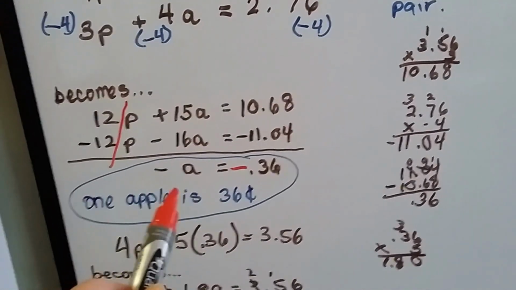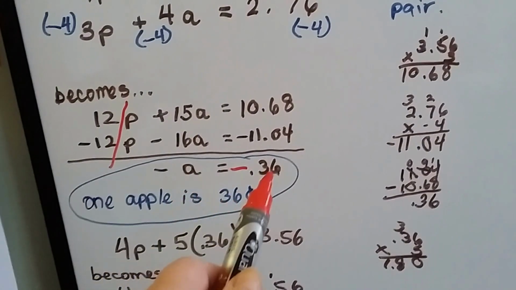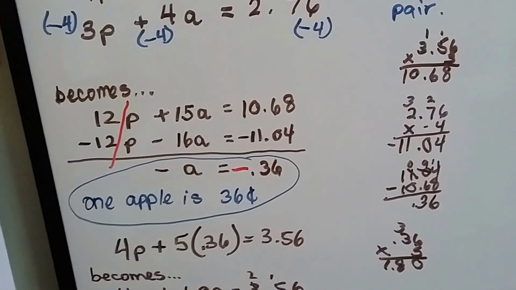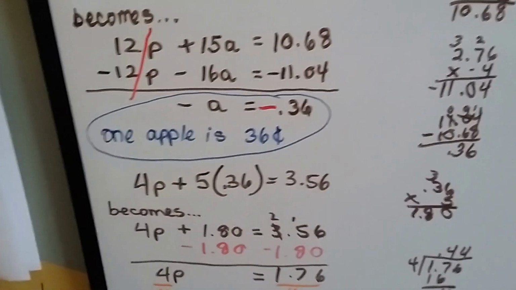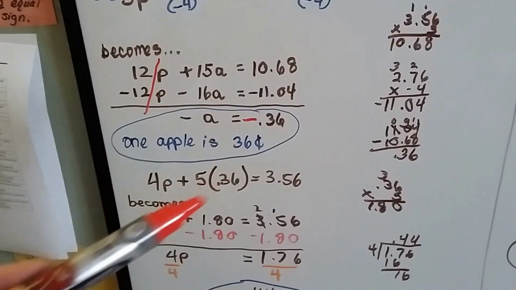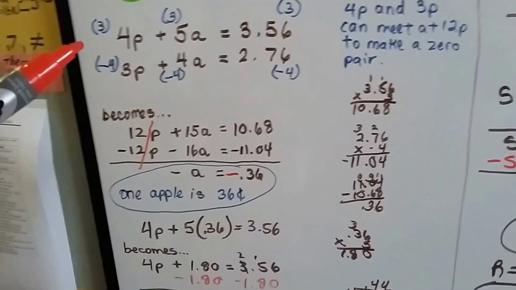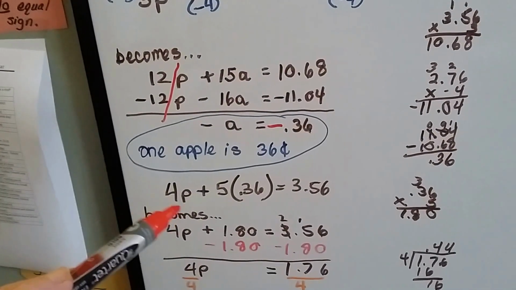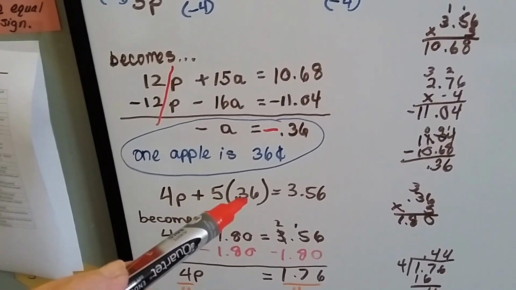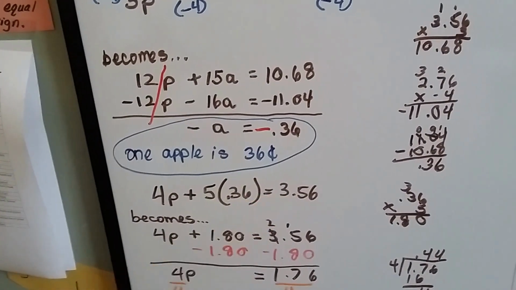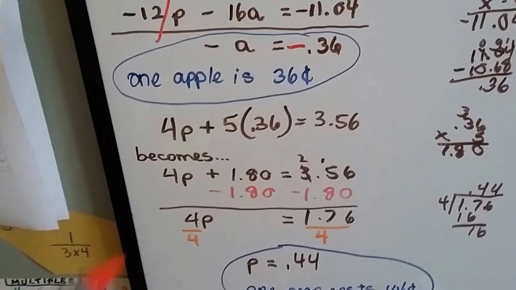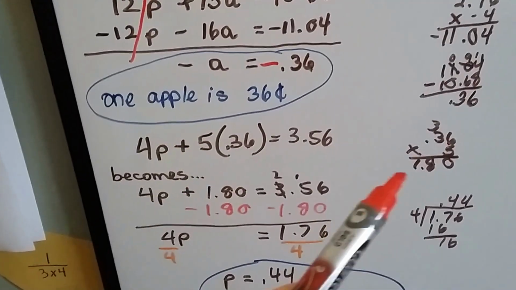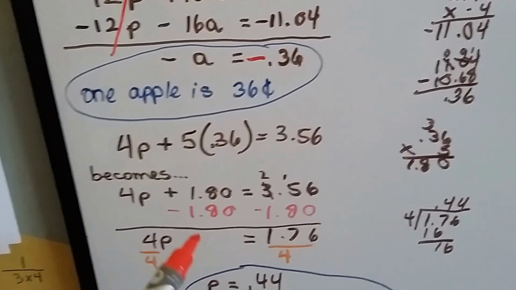All right. So we know that 1 apple is 36 cents. Now, all we have to do is take this 36 cents and plug it into one of the original equations, like this one on top, and we end up with 4 pears plus 5 times 36 cents is equal to $3.56. 5 times 36 cents is $1.80. We did some math on the side.